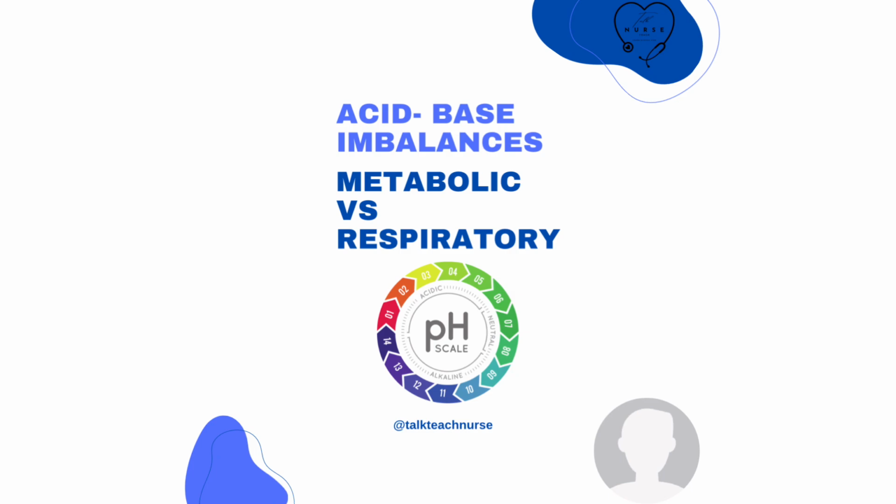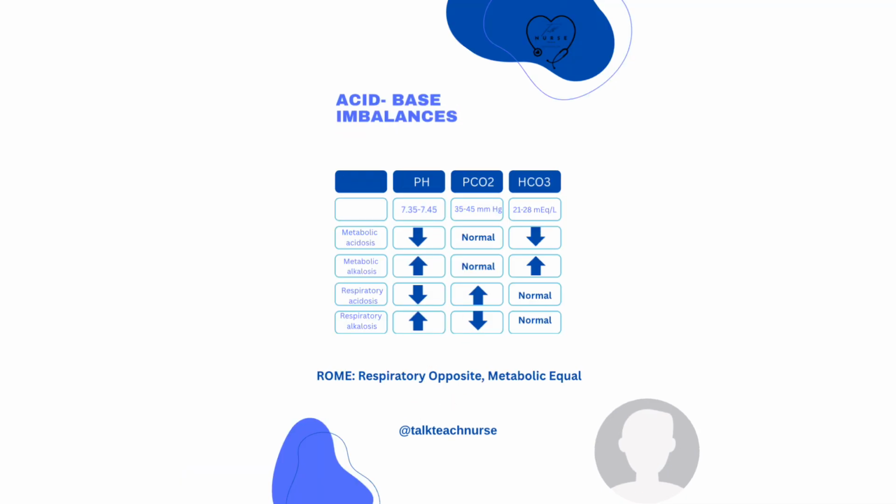I am here today to discuss acid base imbalances. We're going to discuss the difference between the metabolic and the respiratory alkalosis and acidosis on both measures. As you can see here, I made this chart comparing metabolic acidosis and alkalosis to respiratory acidosis and alkalosis. I have the pH compared to the CO2, also compared to the HCO3.